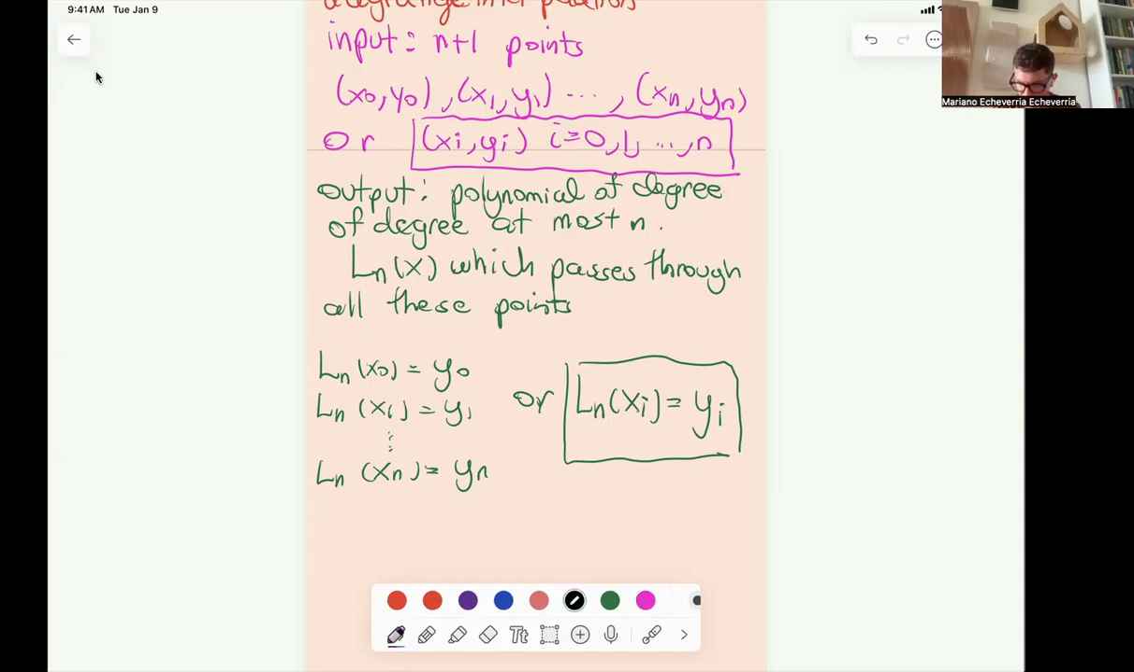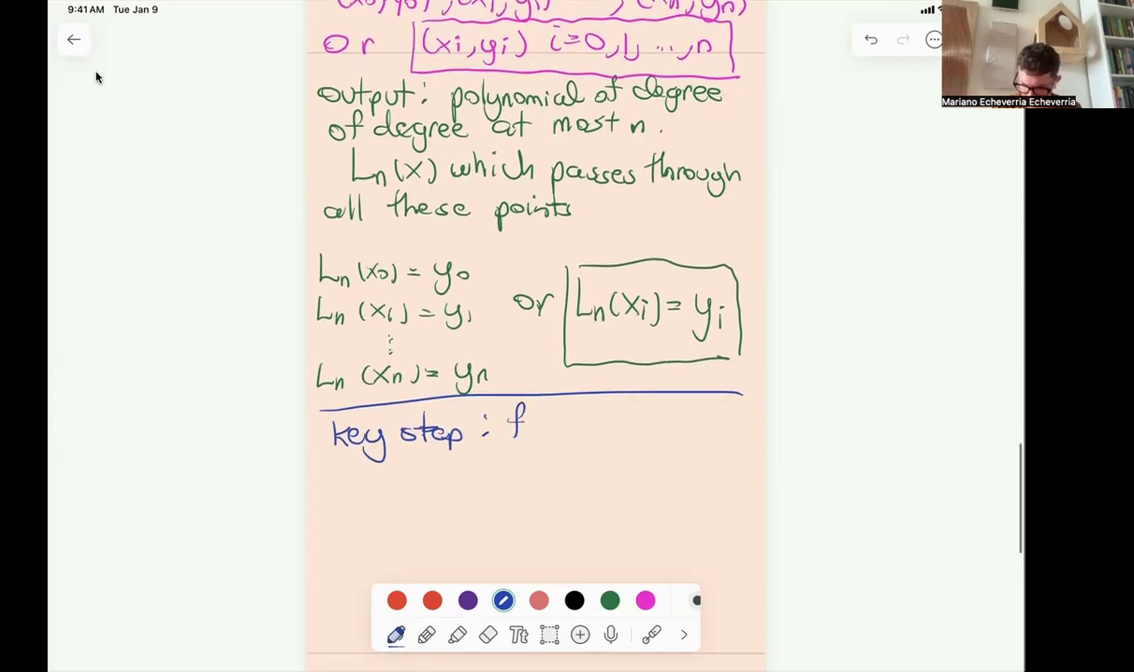Okay, so the key step is that for each point xi, yi, you find a polynomial.